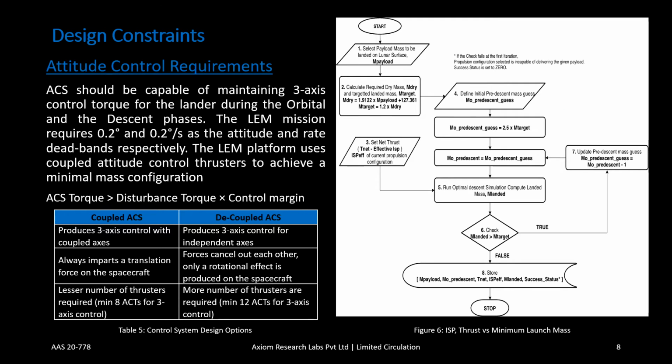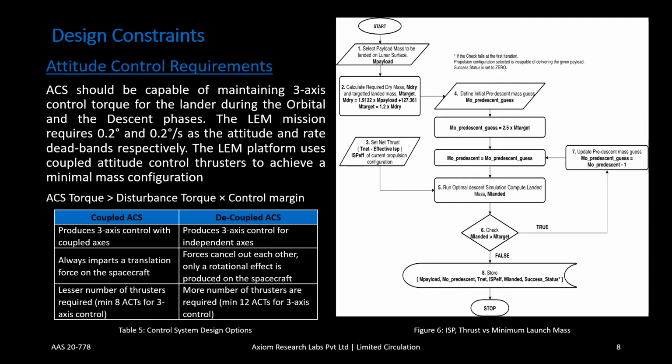Now, on the right, the algorithm is described as a flowchart, ultimately starting from a payload mass to identify the effective thrust and ISP of the system. And on the left, we set certain attitude control requirements, which are 3-axis control. So we have set attitude and rate dead bands to be 0.2 degrees and 0.2 degrees per second, respectively.